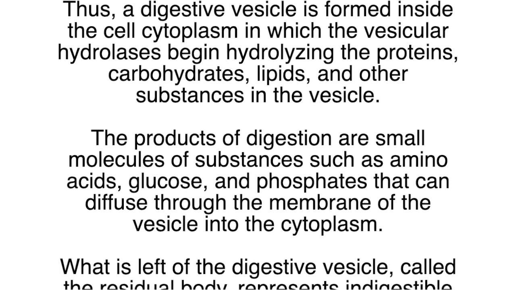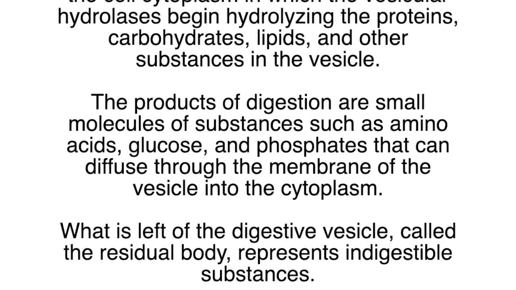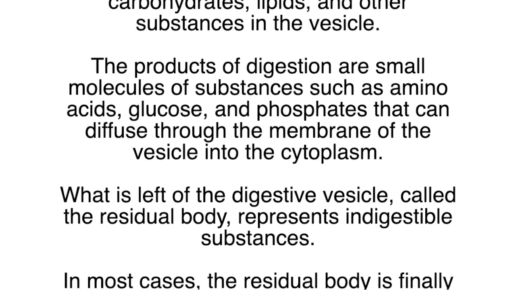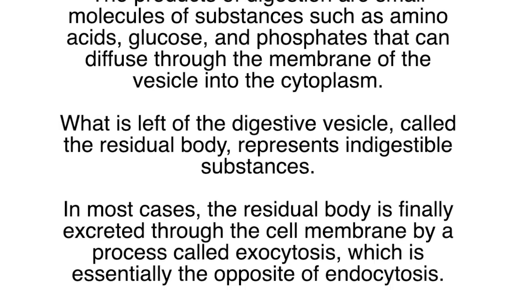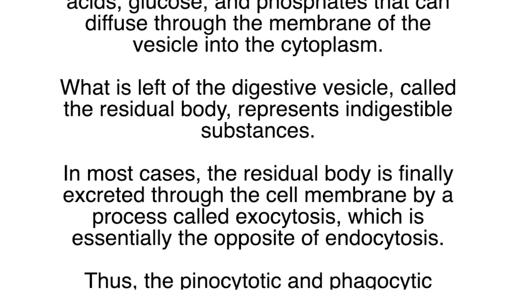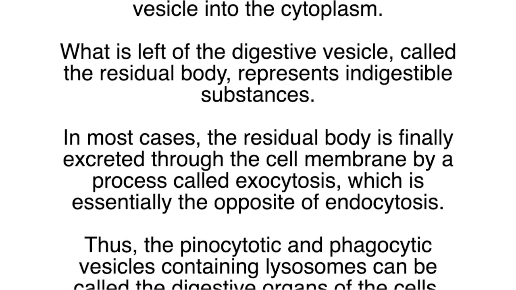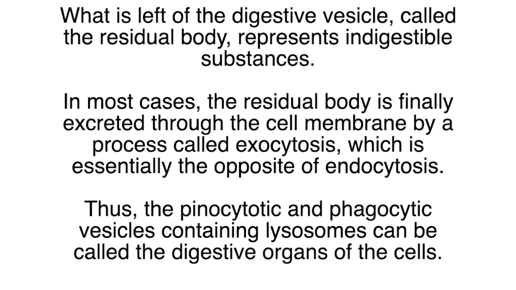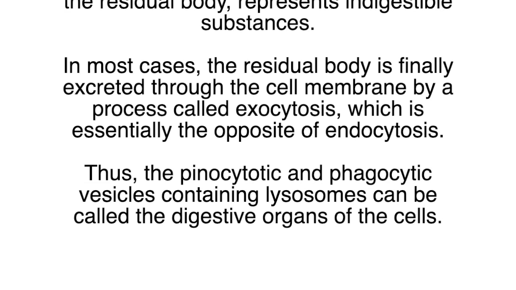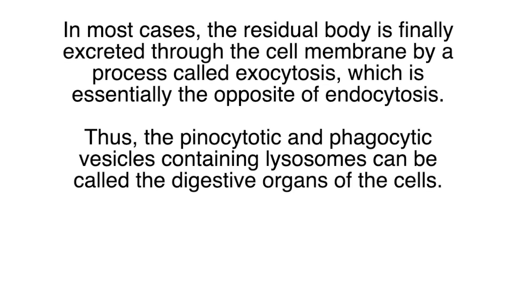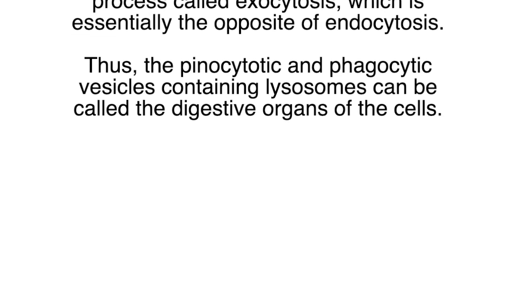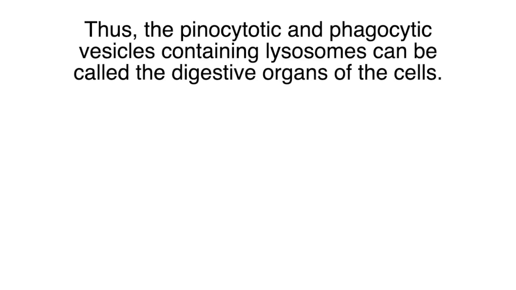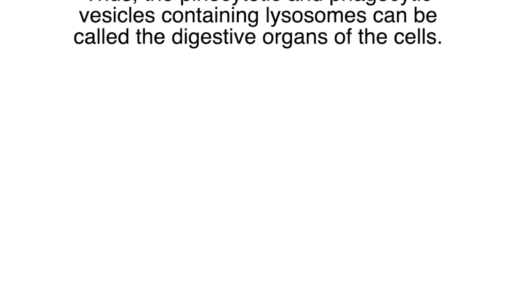The products of digestion are small molecules of substances such as amino acids, glucose, and phosphates that can diffuse through the membrane of the vesicle into the cytoplasm. What is left of the digestive vesicle is called the residual body, which represents indigestible substances. In most cases, the residual body is finally excreted through the cell membrane by a process called exocytosis, which is essentially the opposite of endocytosis. Thus, the pinocytotic and phagocytic vesicles containing lysosomes can be called the digestive organs of the cells.